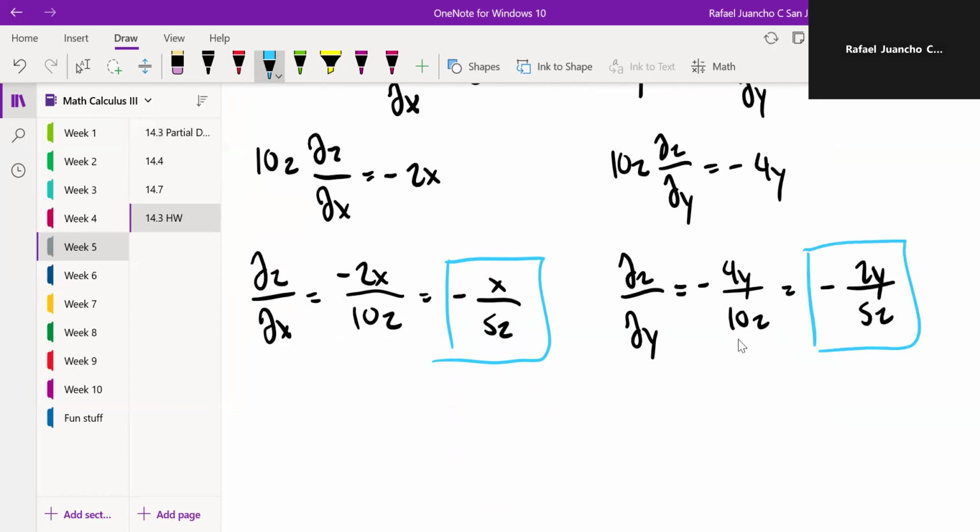And there we have it, right? This is negative 2y over 5z. Nice. And we do it again.